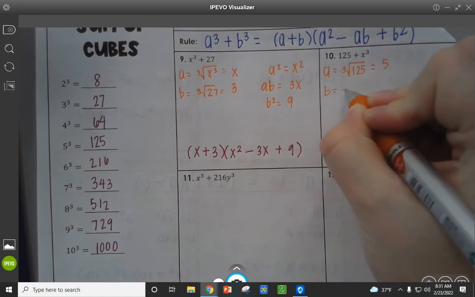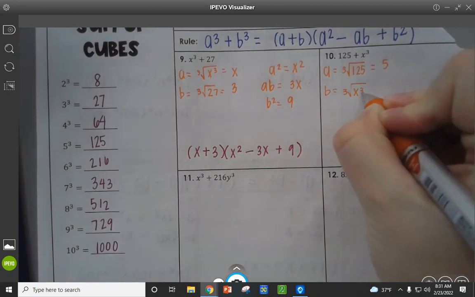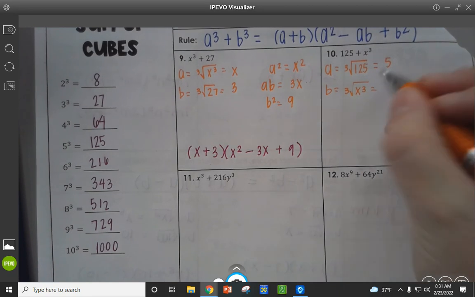B is the cubed root of x cubed, which is x.